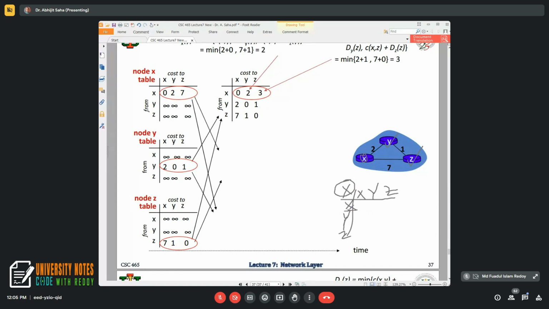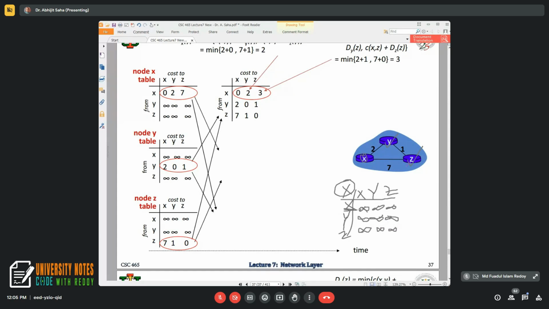So from x, how can we go to x, y, and z? First of all, the table I have is all infinity. There is nothing below, no value is there. It just knows that there are three nodes in this network. If there is no value, then we represent it with the infinity sign, meaning the information is unknown.